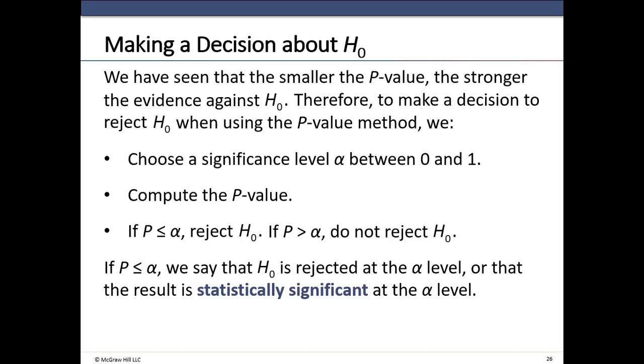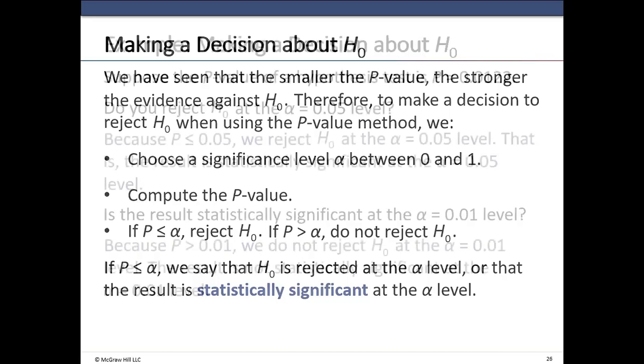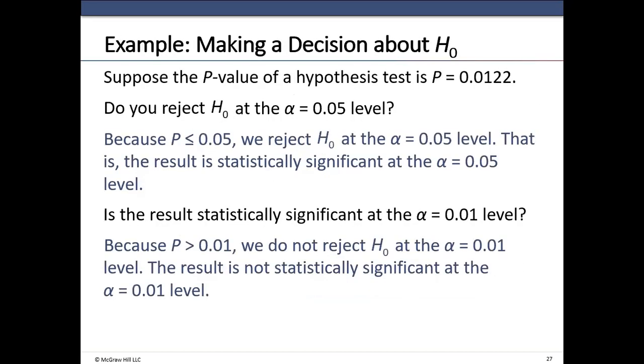If p is less than or equal to alpha, we say H0 is rejected at the alpha level, or the result is statistically significant at the alpha level. Suppose the p-value of a hypothesis test is 0.0122. Do you reject H0 at alpha equal to 0.05? Compare p with alpha. P is less than alpha. Therefore, we reject H0 at alpha equal to 0.05.